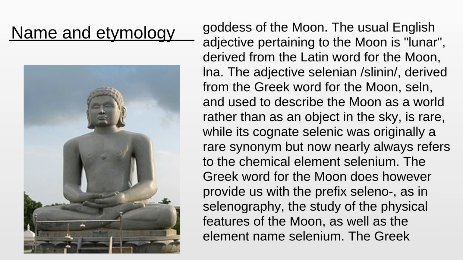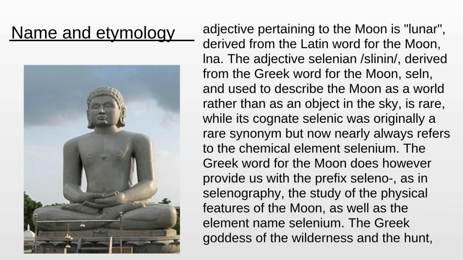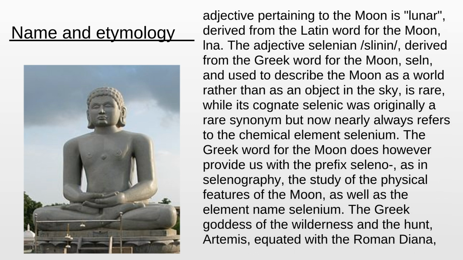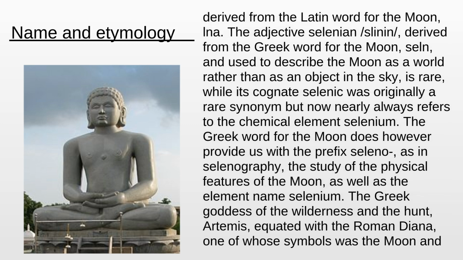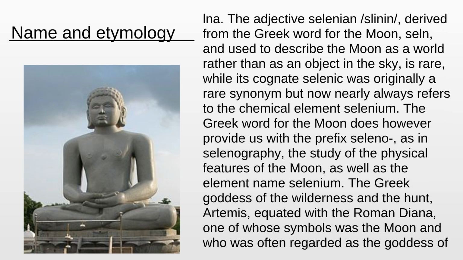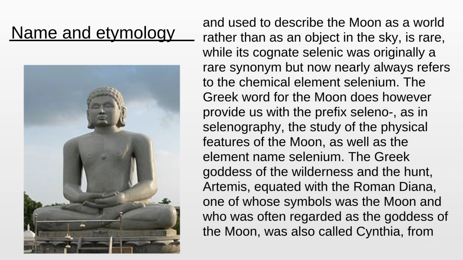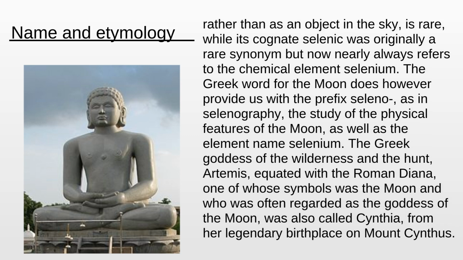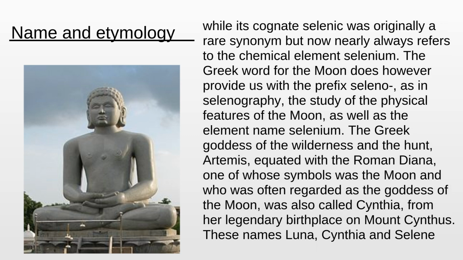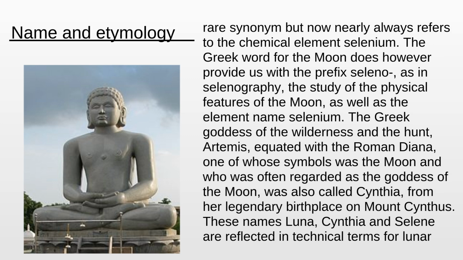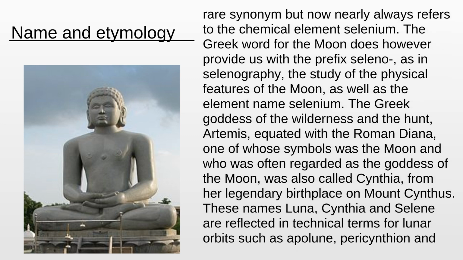The usual English adjective pertaining to the moon is lunar, derived from the Latin word for the moon, luna. The adjective Selenian, derived from the Greek word for the moon, selēnē, and used to describe the moon as a world rather than as an object in the sky, is rare, while its cognate selenic was originally a rare synonym but now nearly always refers to the chemical element selenium.